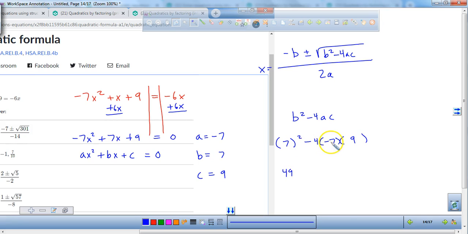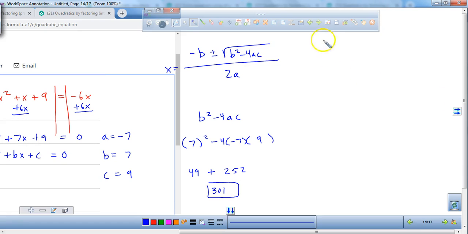Now a negative times a negative is a positive, so we're going to put a plus. I'm going to put 252. I'm going to add these together and get 301. And so that's the value of our discriminant. So b squared minus 4ac is 301. That is definitely not a perfect square. We're going to have two irrational answers. And now we're going to write everything in.